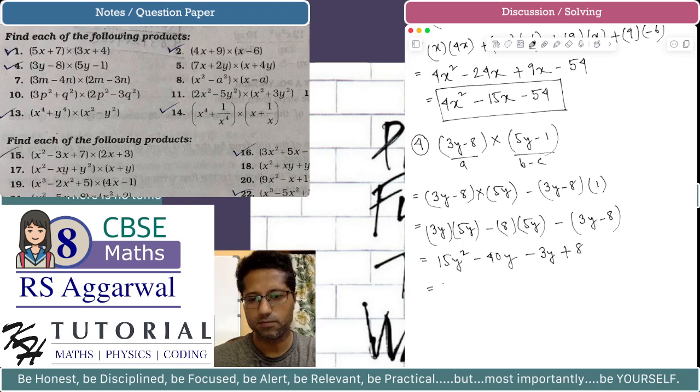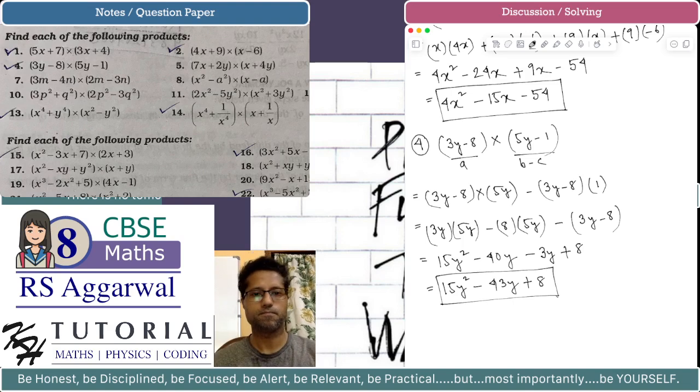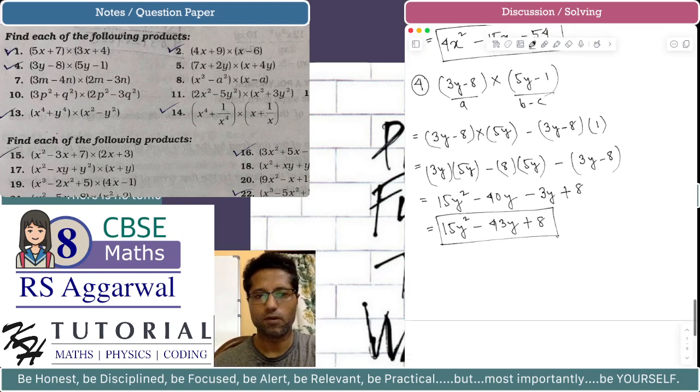Now add up the like terms, that is, add up the minus 40y and 3y, we get minus 43y plus 8. So this is the final result. Okay. Let's do problem number 13.